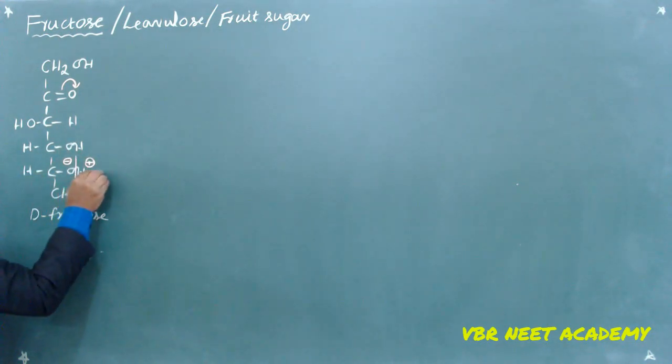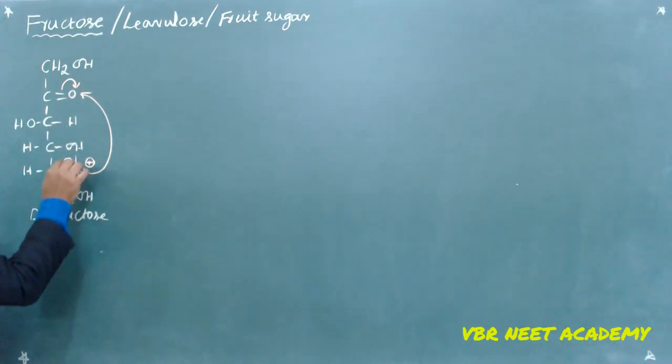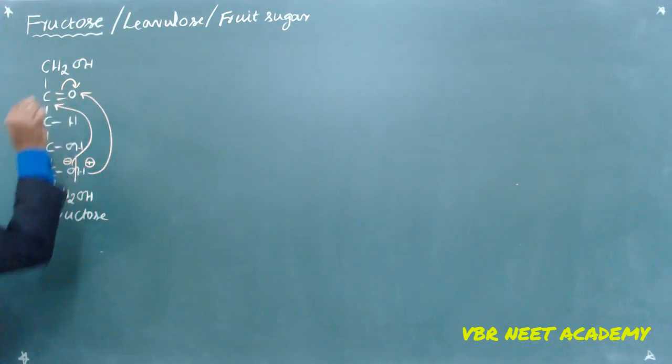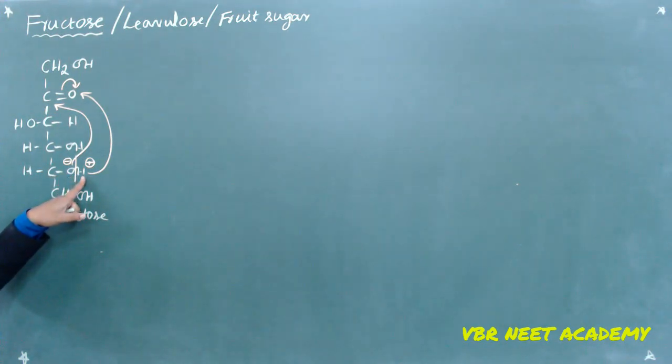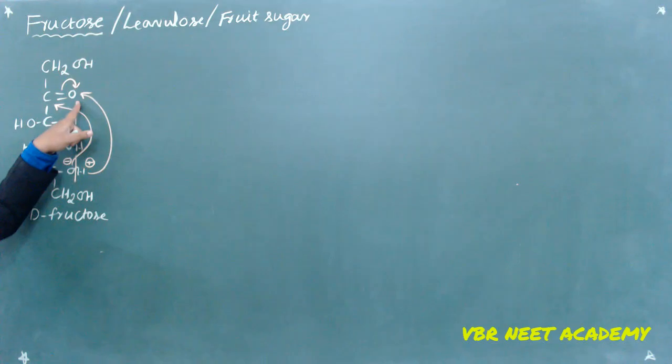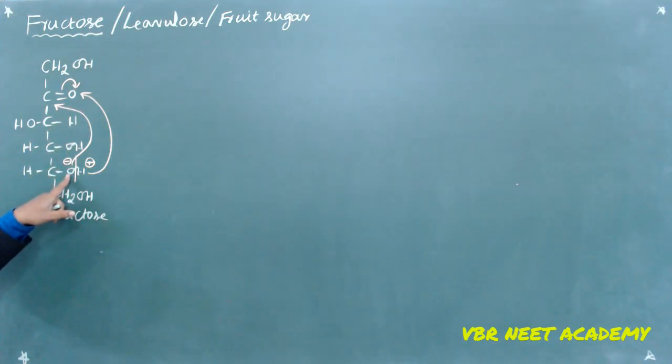Now this H plus is going to O minus, and this O minus is going to C plus. Understand? So this H plus is going to cleave and react with this O, and this O minus is going to attack on C plus. So what is going to happen here?